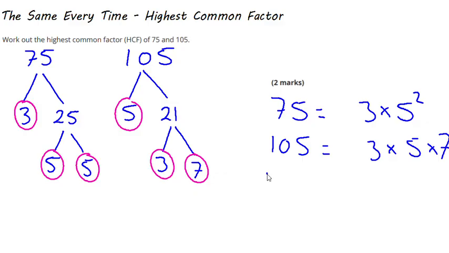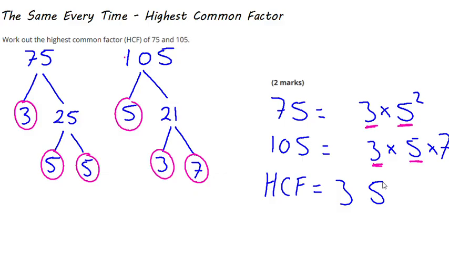So what I need to do to work out the highest common factor, just look at these two lists. And which numbers happen in both lists. So I have a 3 in both lists. So I'm going to start with a 3. What else do I have in both lists? There's a 5 there and a 5 there. So a 5 in both lists. So I'm going to write down 5. There is a 7, but that only happens with the 105.